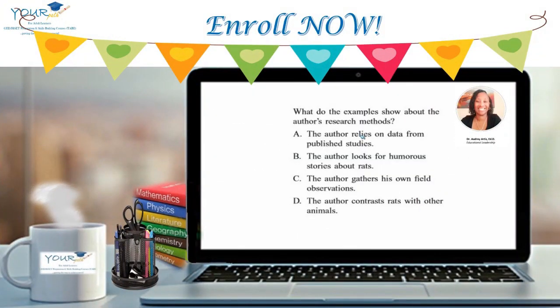Now here are your four options. Here you have the question which states, what do the examples show about the author's research methods? We have option A, the author relies on data from published studies. B, the author looks for humorous details about rats. C, the author gathers his own field observations. And D, the author contrasts rats with other animals.